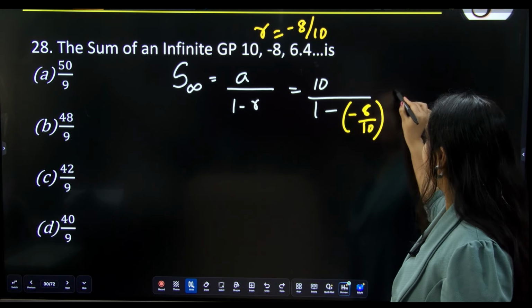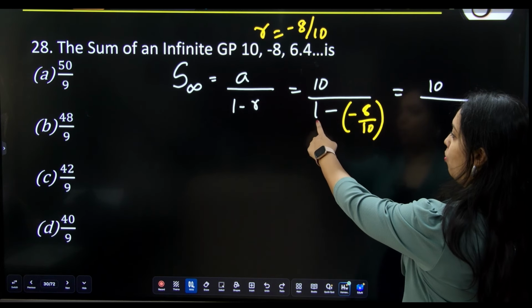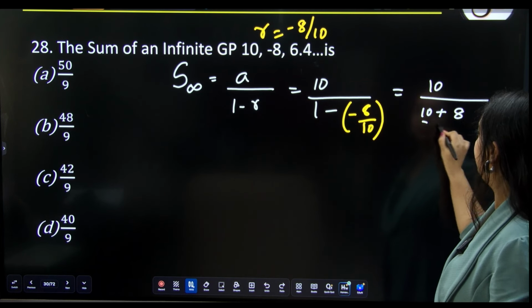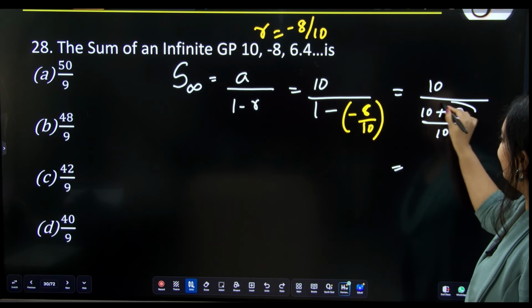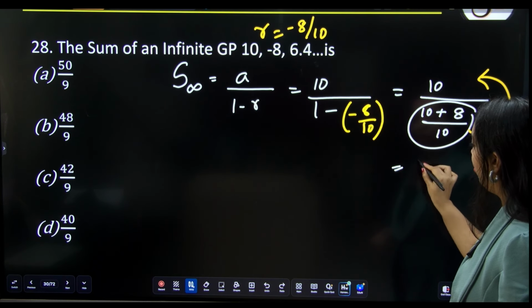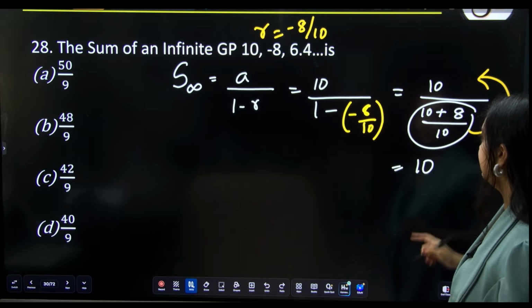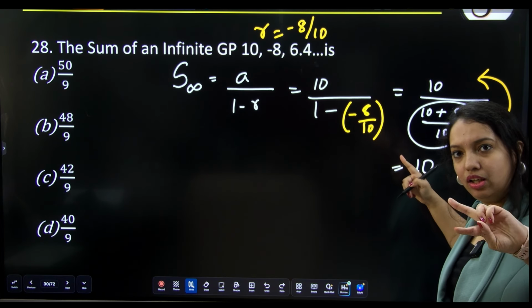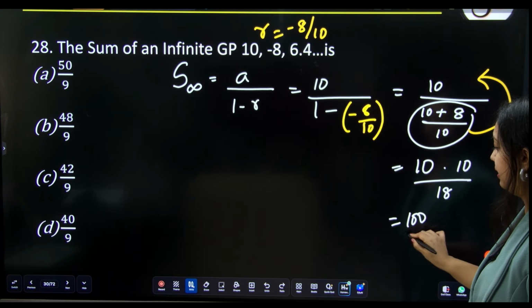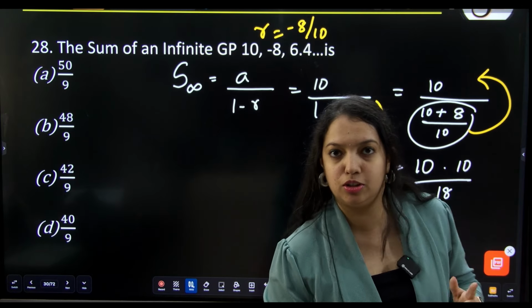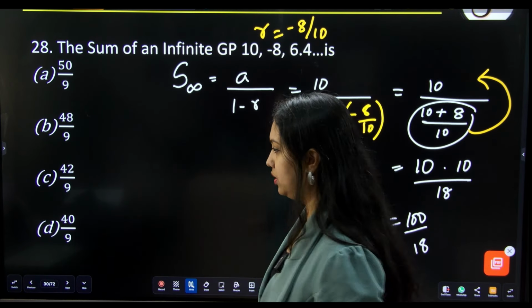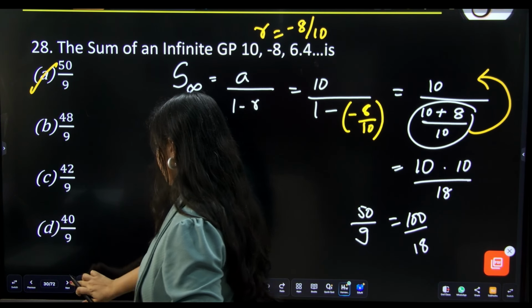Now it's time to take the LCM. 10 divided by 1, tens are 10, plus 8. Minus into minus becomes plus, divided by 10. When this goes to the numerator, you are going to take the reciprocal of it. I already have 10 in the numerator, keep it as it is. Denominator 18 by 10 goes to numerator, it will become 10 by 18. So final answer is 100 by 18. Can you cancel both of them using number 2? Yes. 2 50s are, 2 9s are. So correct answer for this question is 50 divided by 9, option A.